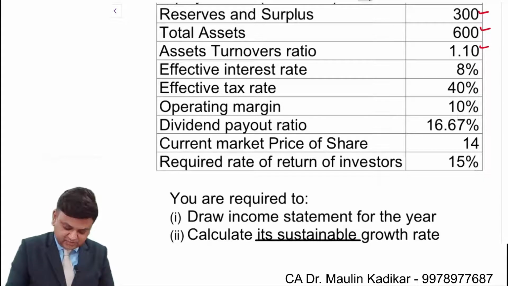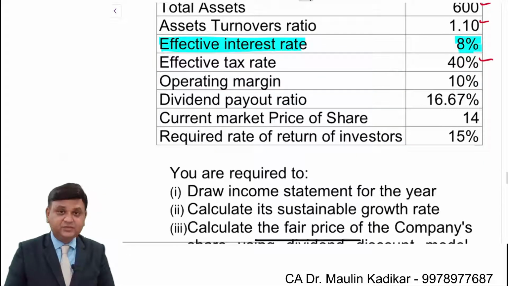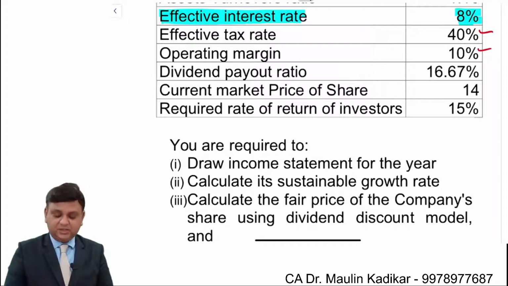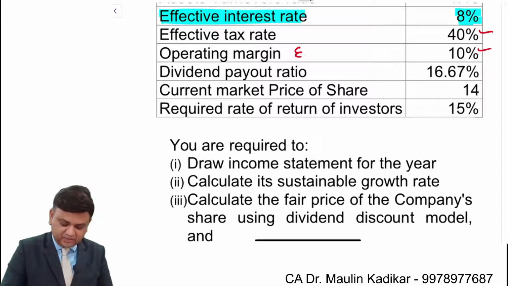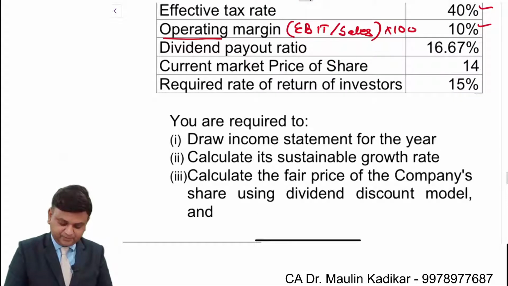Effective interest rate, it is 8%. Highlight that information. Income tax rate is 40%. Operating margin is 10%. That is earning before interest and taxes upon sales into 100. Why the word operating information is given to us.